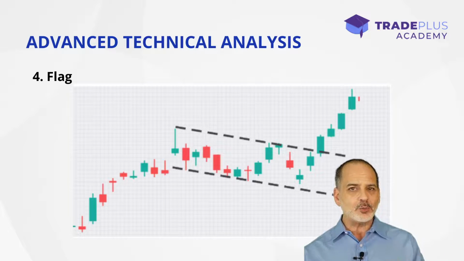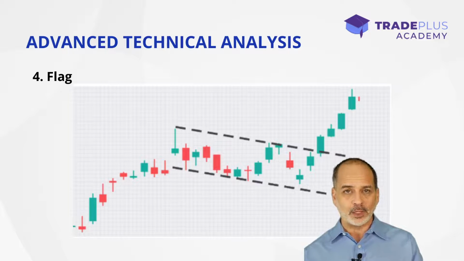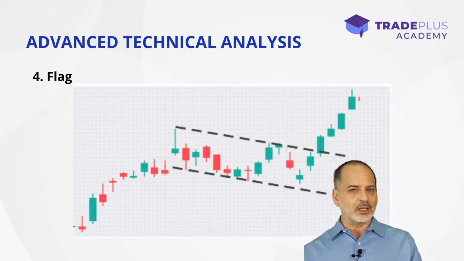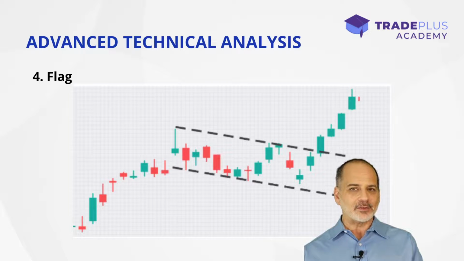Now, these two parallel lines, as we know, are resistance and support, and if you observe it all carefully, you'll notice that the two lines will trend downward like a diagonal. These diagonal levels of prices create the pattern's flag.